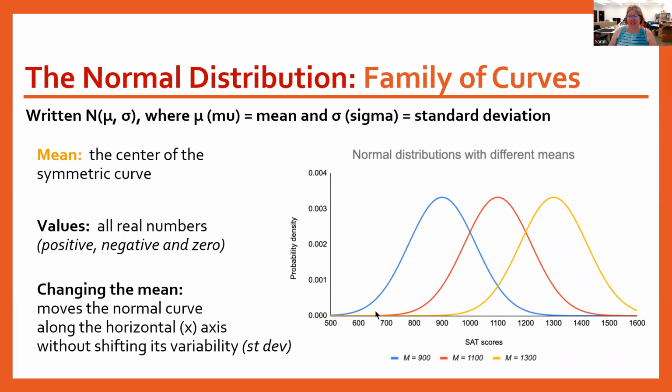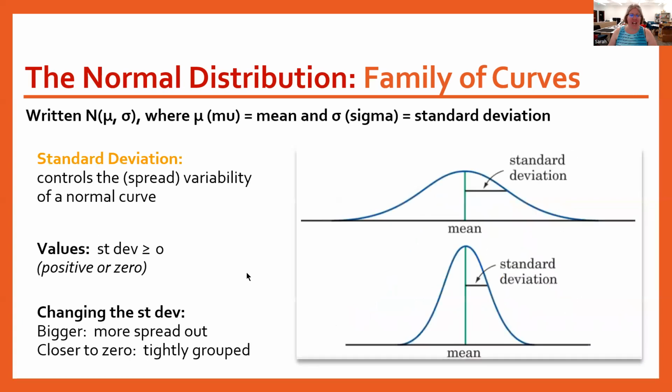If you're looking at this curve on the left, the blue one has a mean of 900, so it's centered at 900. This red one, the middle curve, is centered at 1100. It looks just like that first curve. It's just been bumped over so that it's centered at 1100. And then same thing with the yellow one all the way on the right. That one's centered at 1300. So it just shifts these curves left and right as we go along.